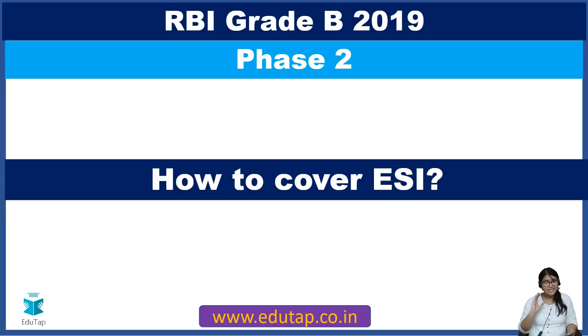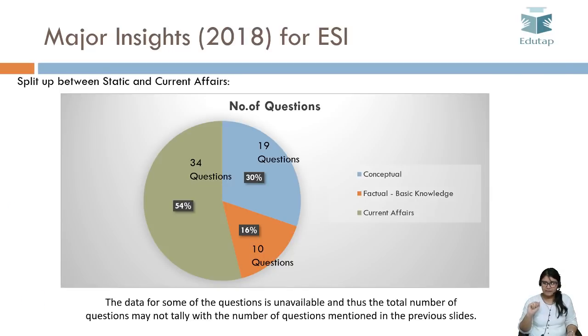First, let us cover ESI. How do we need to proceed with economics and social issues? Before we go ahead with this, keep these pointers in mind that current affairs weightage is more for ESI. To substantiate this fact, have a look at this data. This is regarding the questions that were asked in 2018 for ESI. Okay, we had done an analysis as well.